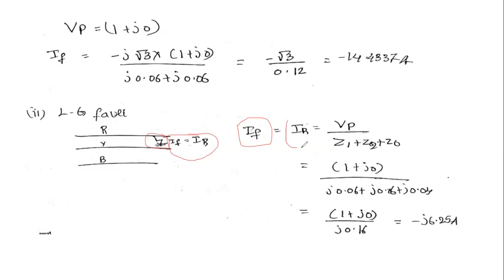Therefore, IR is equal to VP, the phase voltage, by Z1 plus Z2 plus Z0, where Z1 is the positive sequence impedance, Z2 is the negative sequence impedance, and Z0 is the zero sequence impedance. What is the phase value? That is 1 plus j0.